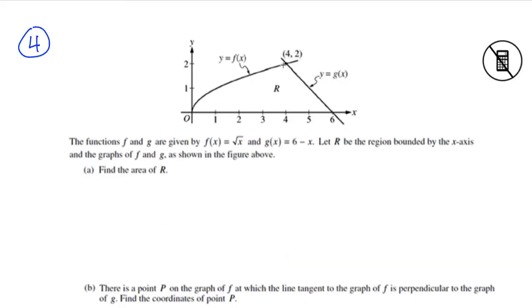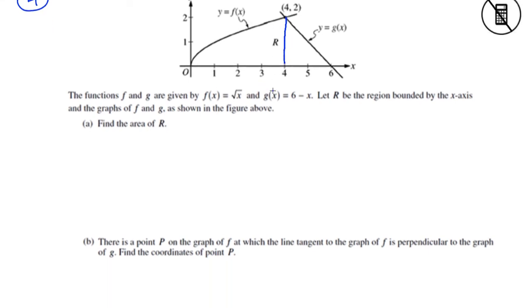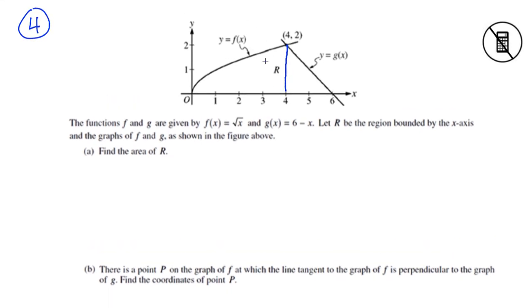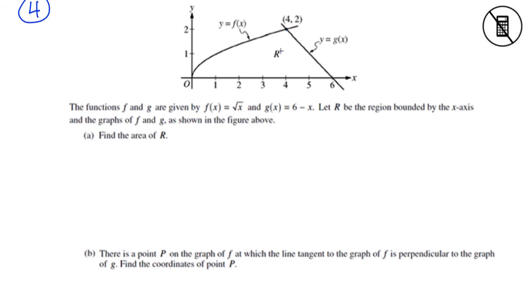So it gives us the intersection, which is kind of the reason that we don't need to use a calculator. We are trying to find the area of R, so between 0 and 4 of f of x, and f of x is the square root of x, and that seems pretty easy. Okay, so let's just do that. So I'm finding that blue area, and that's going to be the integral.